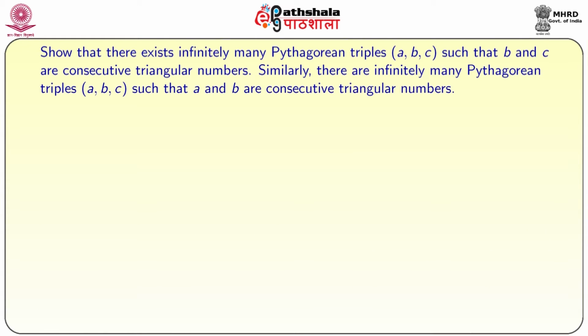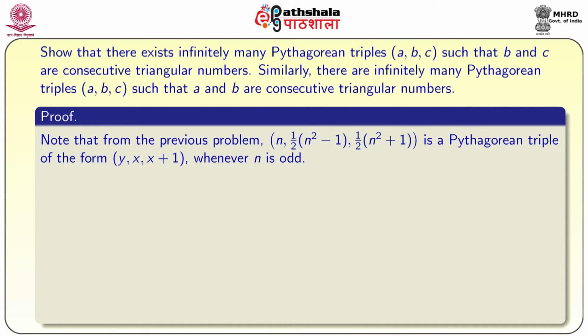Show that there exist infinitely many Pythagorean triples A, B, C such that B and C are consecutive triangular numbers. Similarly, there are infinitely many Pythagoras triples A, B, C such that A and B are consecutive triangular numbers. Note that from the previous problem, (n, (1/2)(n² − 1), (1/2)(n² + 1)) is a Pythagoras triple which is of the form (y, x, x+1) whenever n is odd.